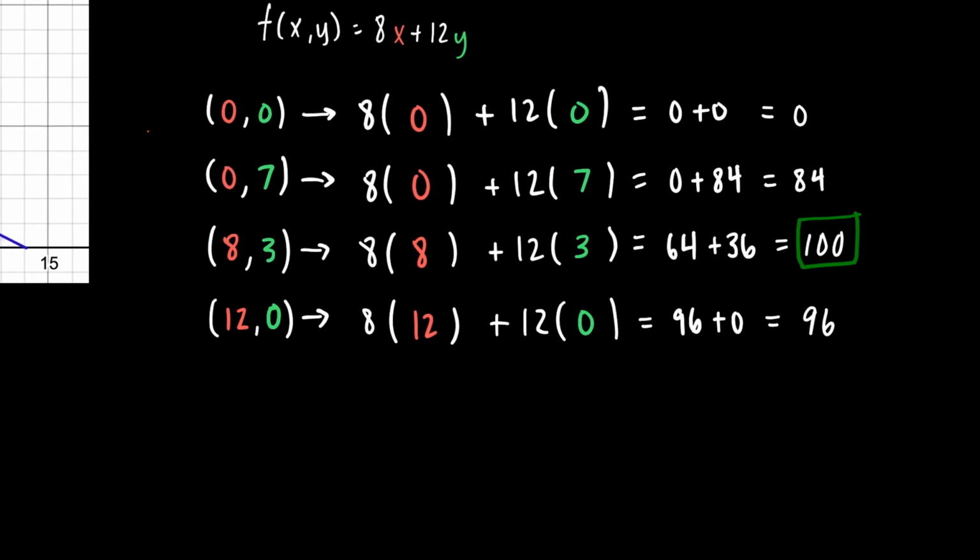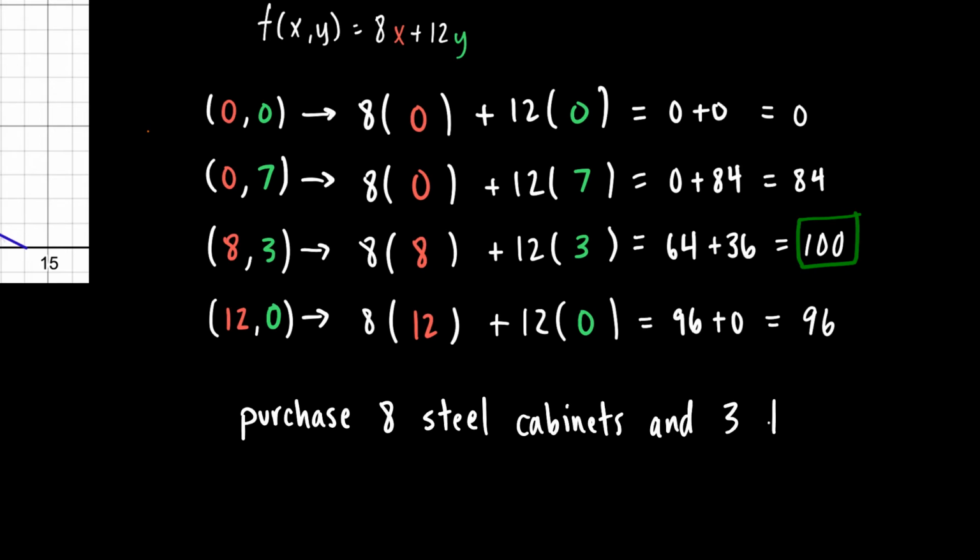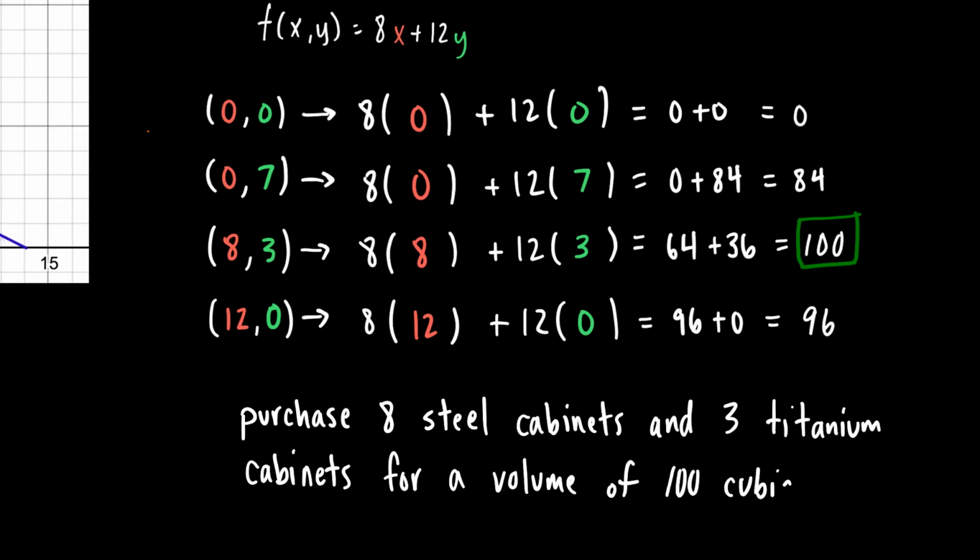So our answer here will be to purchase 8 steel cabinets and 3 titanium cabinets, can't spell today, for a volume of 100 cubic feet of storage. All right, so that's our optimal answer there.